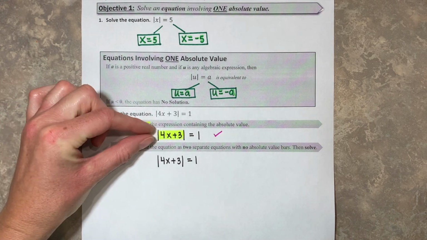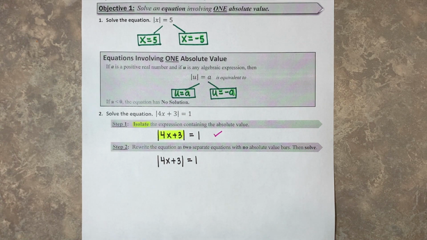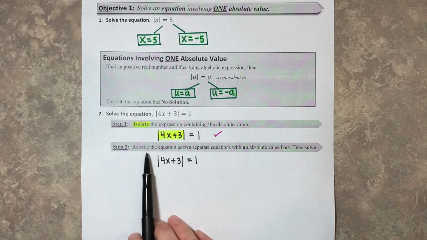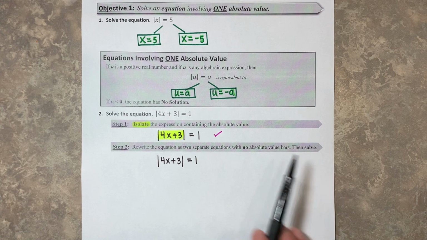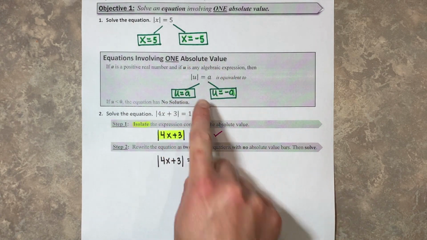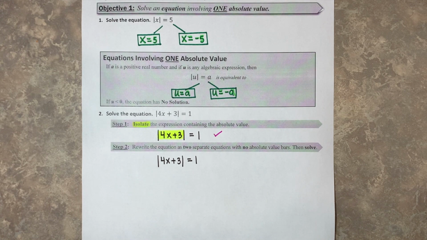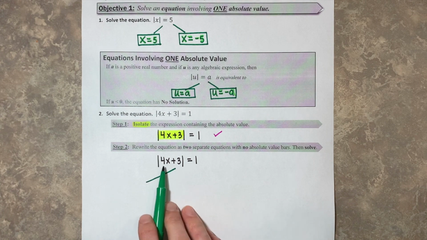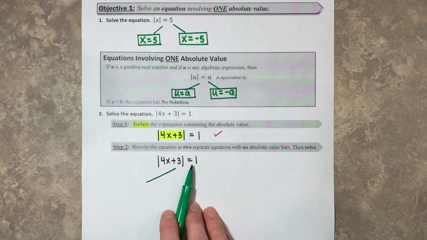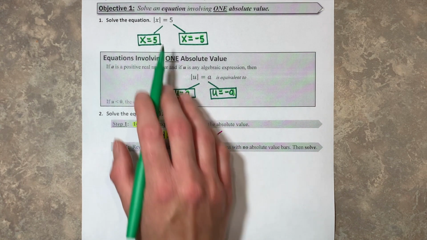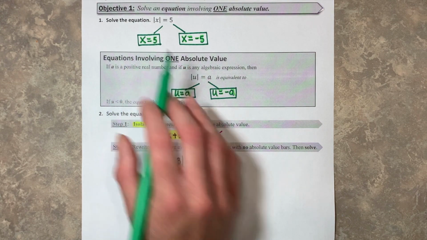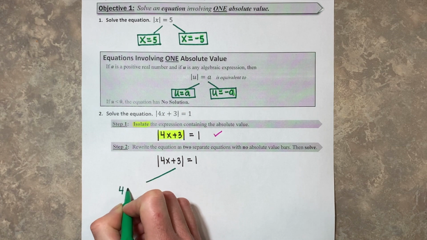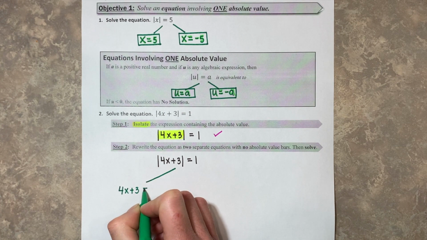Okay, I've copied down our expression into step 2. For step 2, we're going to rewrite the equation as two separate equations with no absolute value bars. And this is where we use this rule here. The first equation that we write is the easiest, because for this first equation, all we do is copy down this exact expression, but remove the absolute value bars. Just like we did up here, we copied down this exact expression, but we removed the absolute value bars. So that will give us 4x plus 3 is equal to 1.